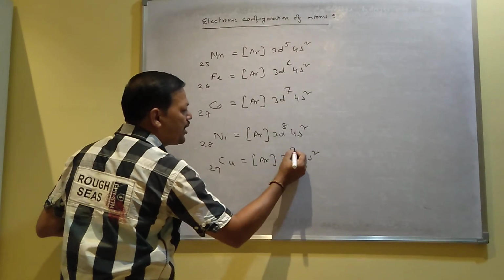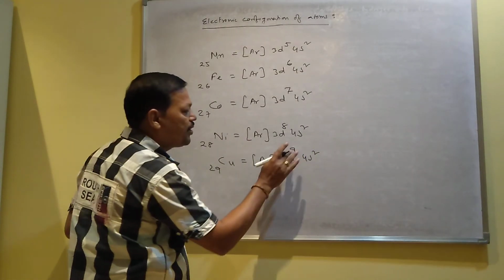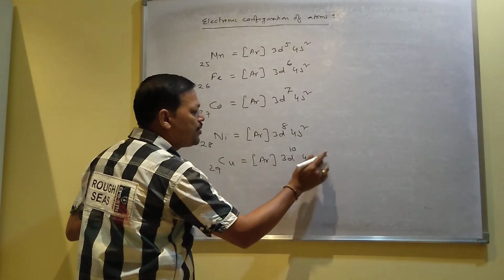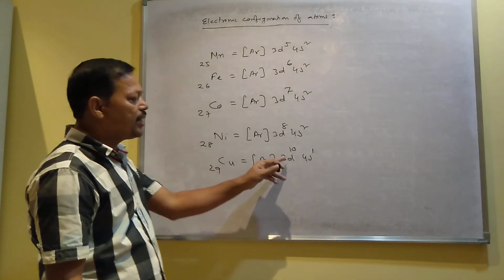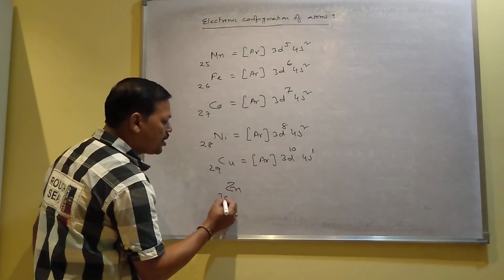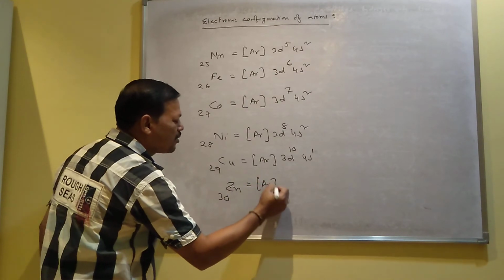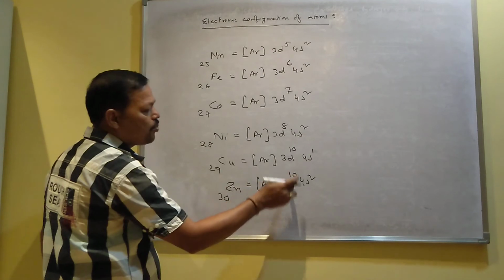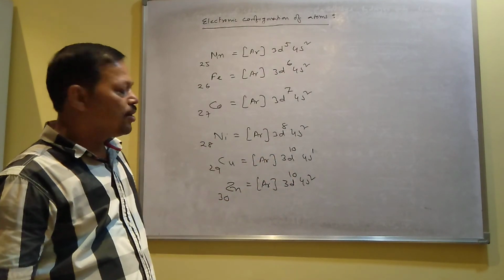4s2, 3d9. Here also, to make it completely filled, 1 electron comes from here to here. So copper and chromium have the exceptional configuration to make them stable. Only one electron transfer is possible. Then zinc 30: argon, 4s2, 3d10. Zinc and copper are stable due to filled orbitals.